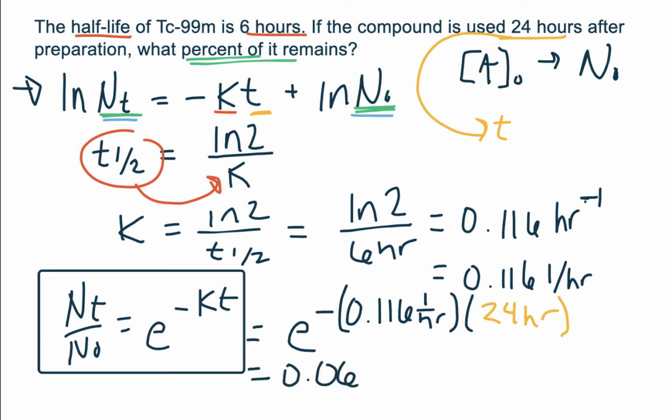You multiply that out, you get 0.062, and then the question asks for it as a percentage. Right now we have it as a decimal, but we can turn that into a percentage by multiplying by 100 percent. So this would be 6.2%. When you round for sig figs, because this one only has one significant figure, that would be 6%.